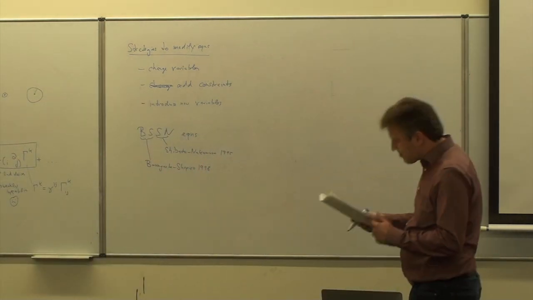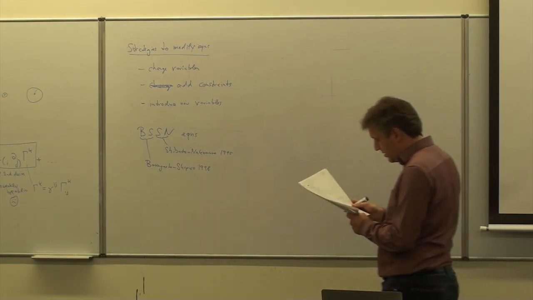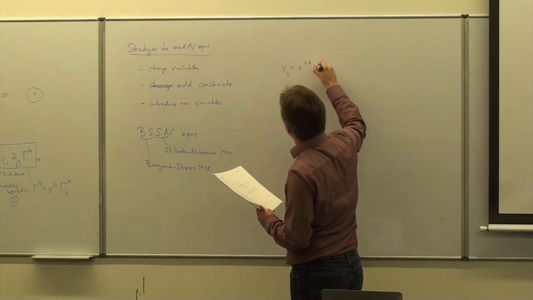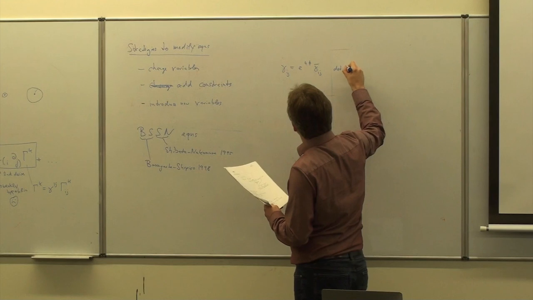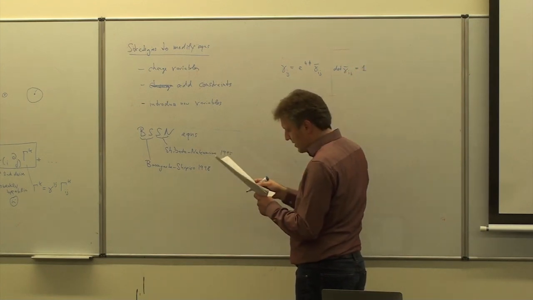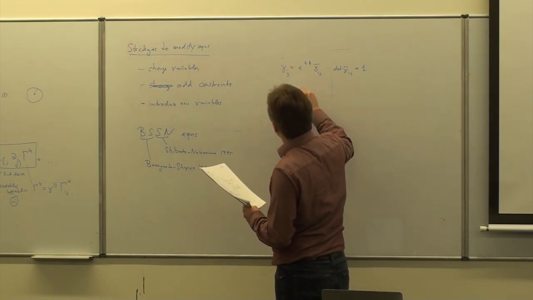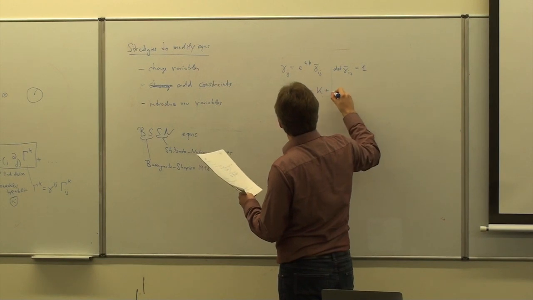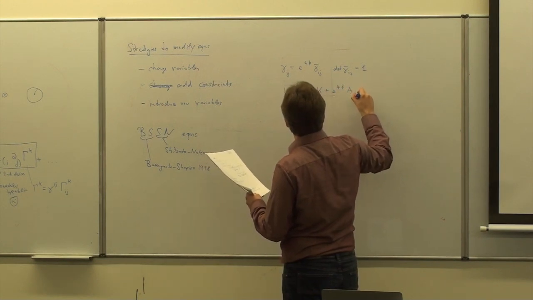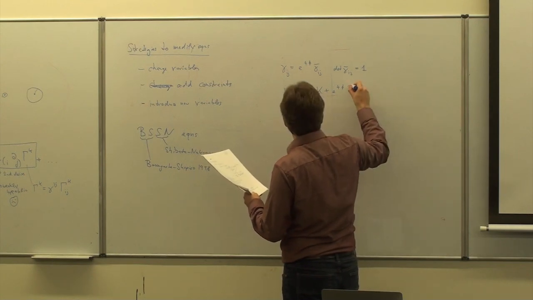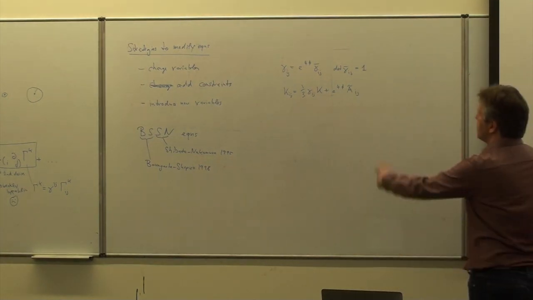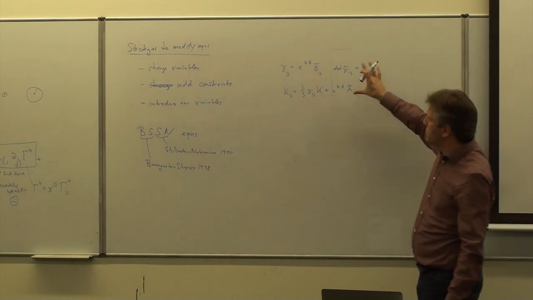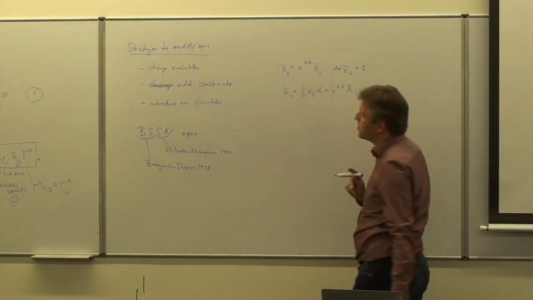And if you put everything together, what BSSN does at the end of the day is, as I said, they introduce new, changed variables. So we are writing the spatial metric as e to the 4 phi times the conformal metric, which has unit determinant. And we are also splitting the extrinsic curvature into once more a trace piece and a trace-free piece, where the trace-free piece gets once again conformally changed by a factor in front of it. So these transformations were already in the original SN95 paper.